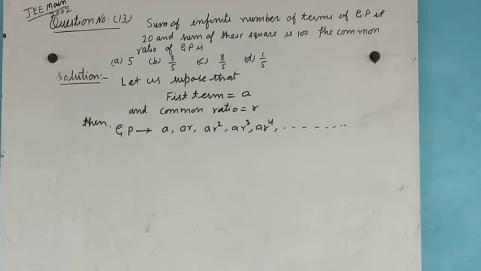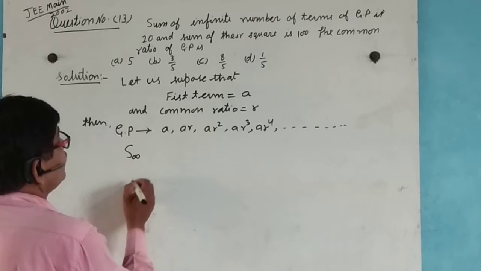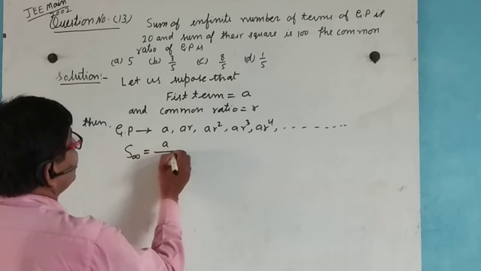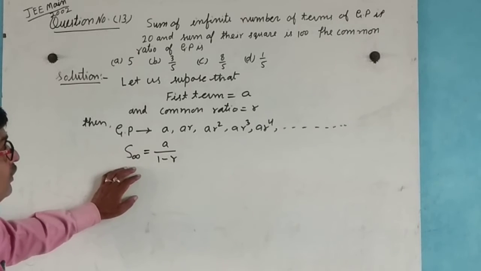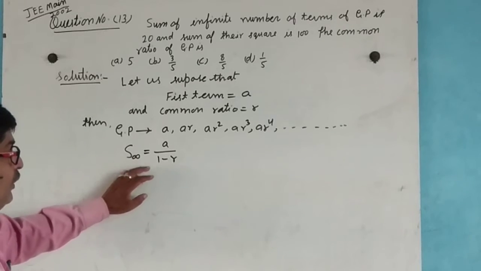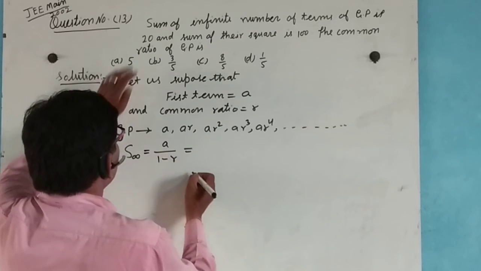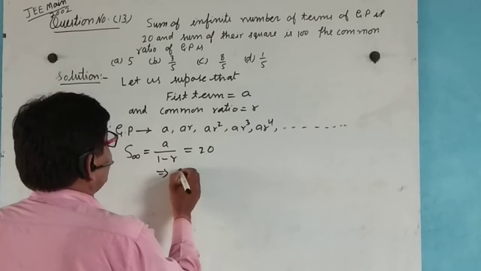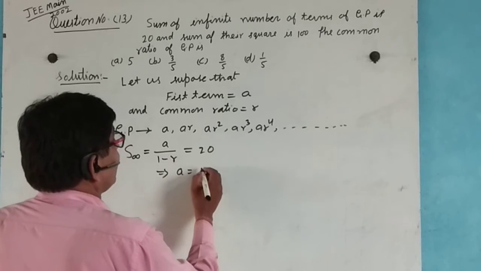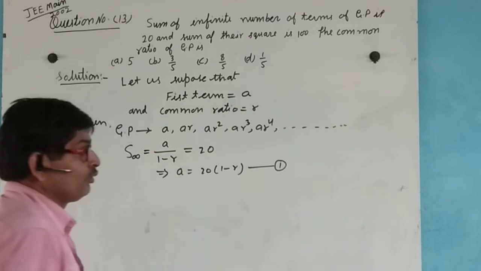Now the sum of an infinite number of terms of the GP is 20. It means that S infinity equals A by 1 minus R, and this is equal to 20. So A equals 20 times (1 minus R). This is relation first.